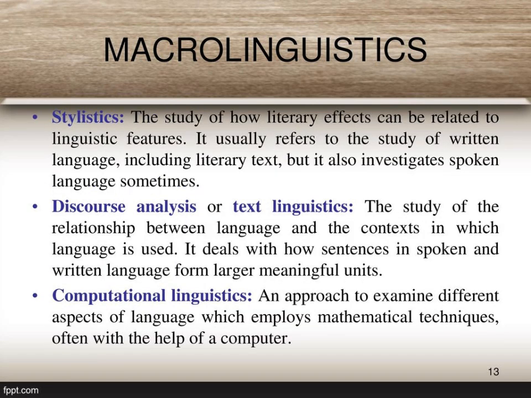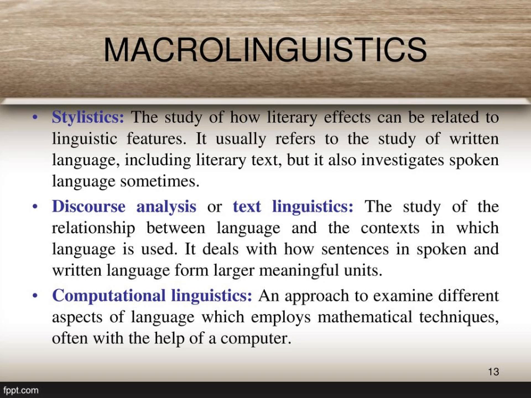Fourth branch is stylistics, the study of how literary effects can be related to linguistic features. It usually refers to the study of written language, including literary text, but it also investigates spoken language sometimes. Fifth branch is discourse analysis or text linguistics. It is the study of the relationship between language and the context in which language is used. It deals with how sentences in spoken and written language form larger, meaningful units.